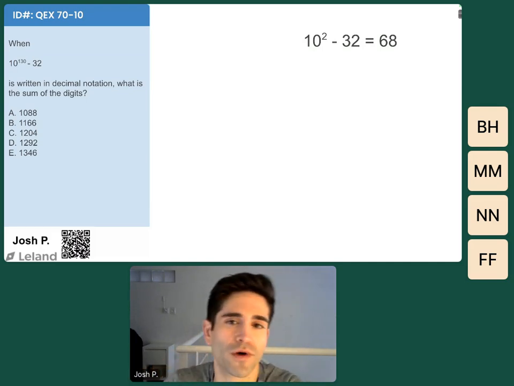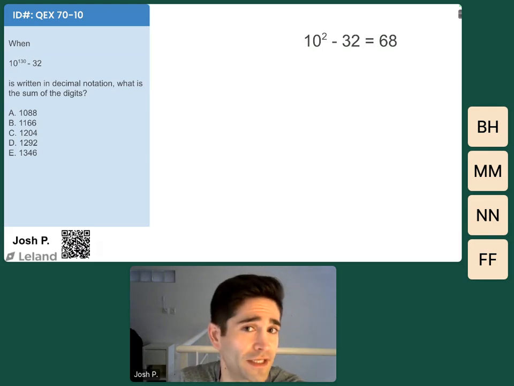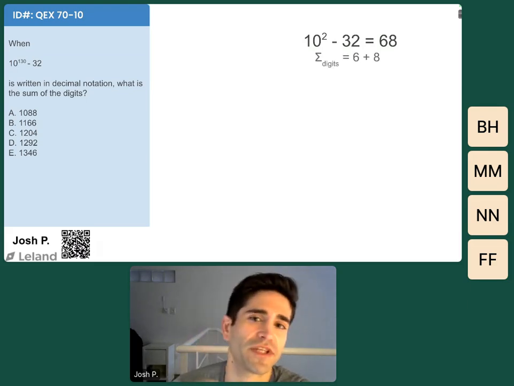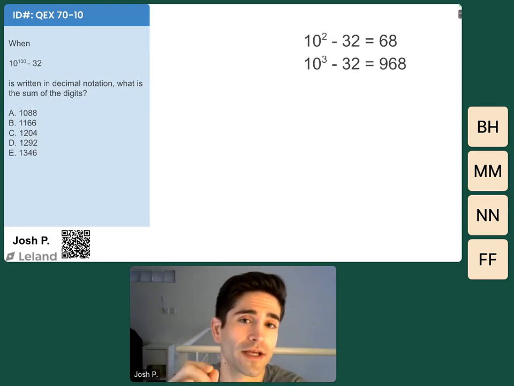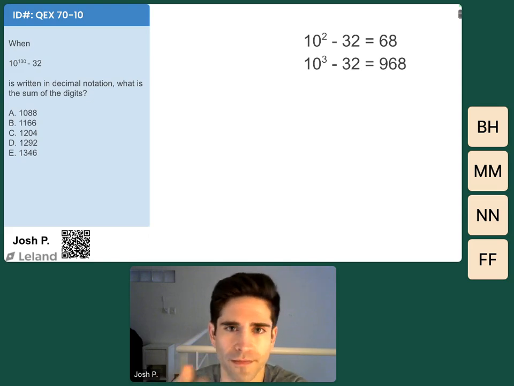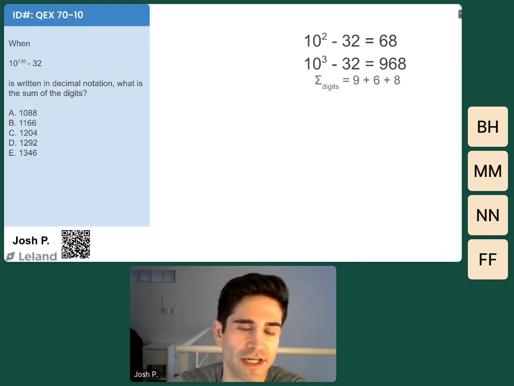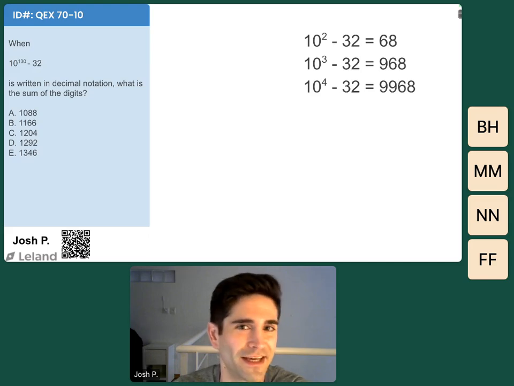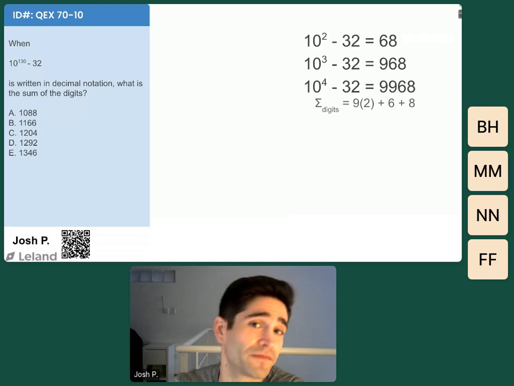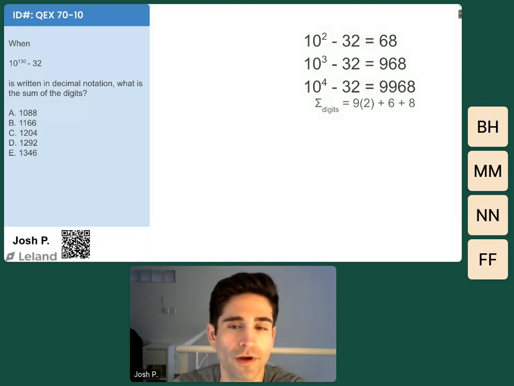We can do 10 squared minus 32. That is 68. Gives us a sum of digits, 6 plus 8. We can do 10 cubed minus 32. That is 968. Sum of digits, 9 plus 6 plus 8. We can do 10 to the 4th minus 32, which gives us 9968. Sum of digits, 9 times 2 plus 6 plus 8.